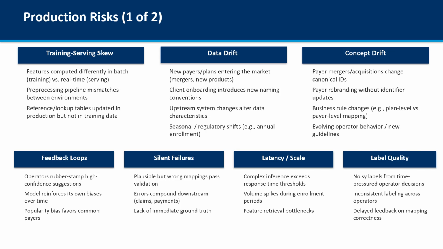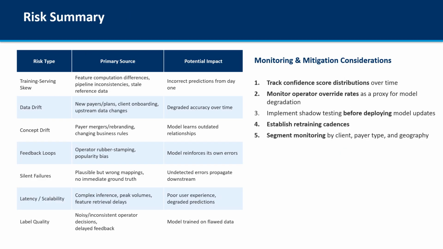A few additional risks would be feedback loops where the model reinforces its own errors, and silent failures where incorrect mappings look valid. Then you should also take into account label quality issues from inconsistent human decisions. The risk type, what's causing the risk, and the potential impact are summarized here.